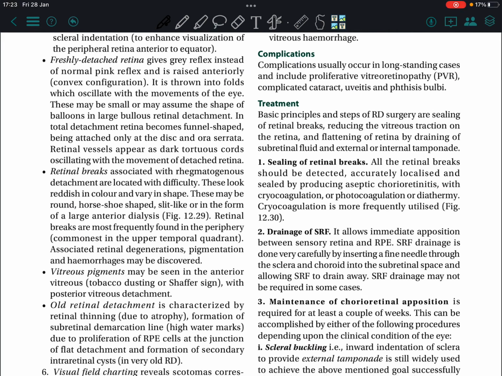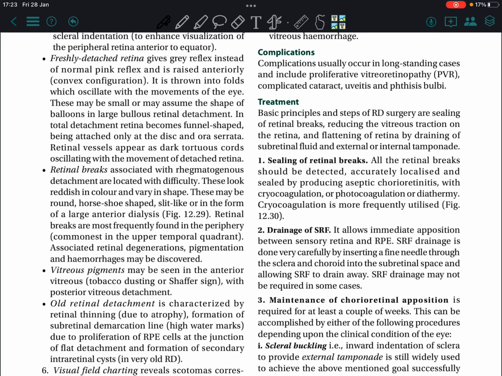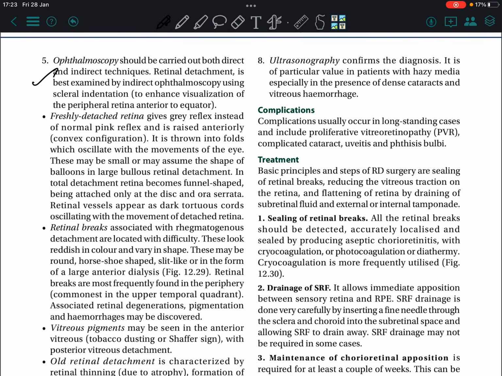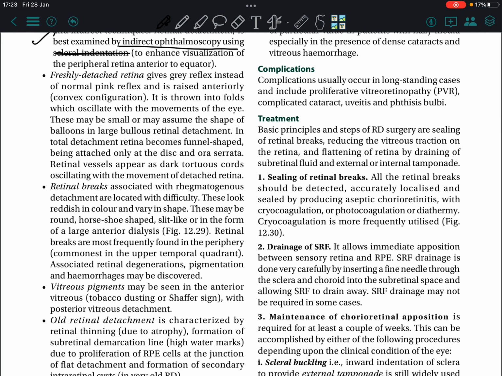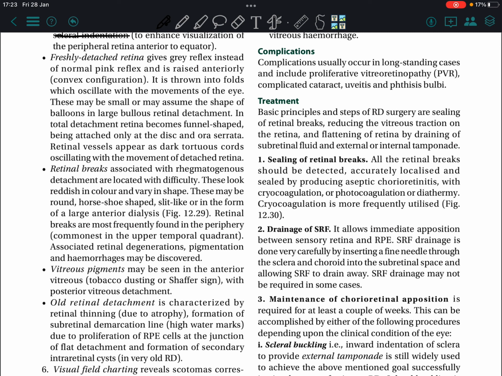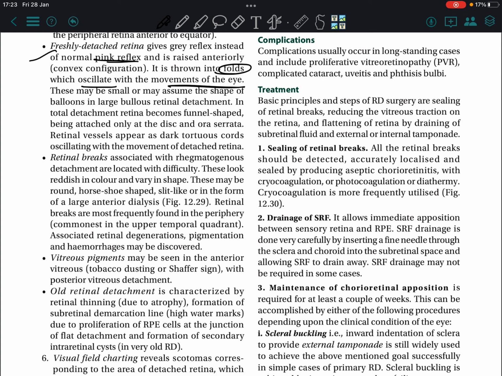Ophthalmoscopy should be carried out using both direct and indirect techniques. Retinal detachment is best examined by indirect ophthalmoscopy using scleral indentation to enhance visualization of the peripheral retina anterior to the equator. Freshly detached retina gives a grey reflex instead of the normal pink reflex and is raised anteriorly. It is thrown into folds which oscillate with movements of the eye. These may be small or may assume the shape of balloons.